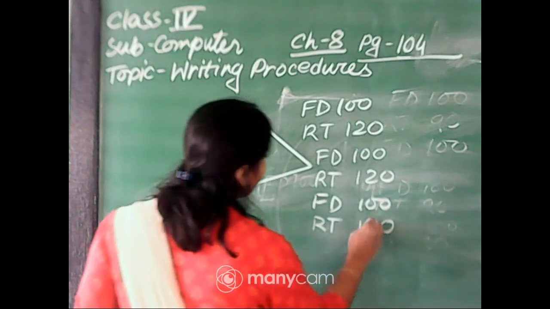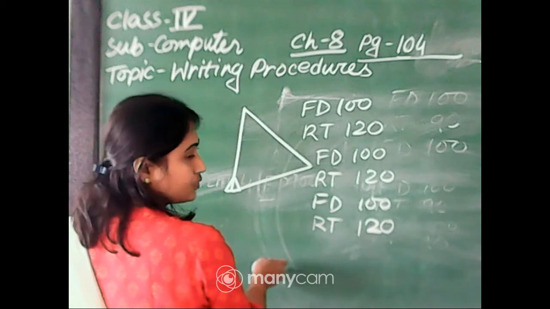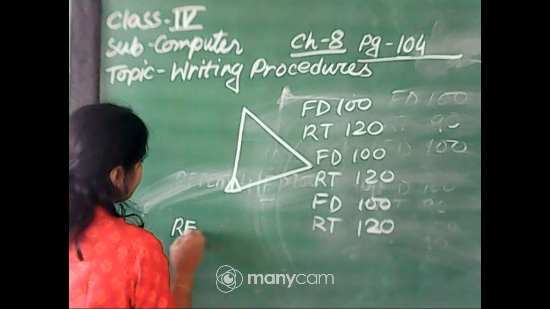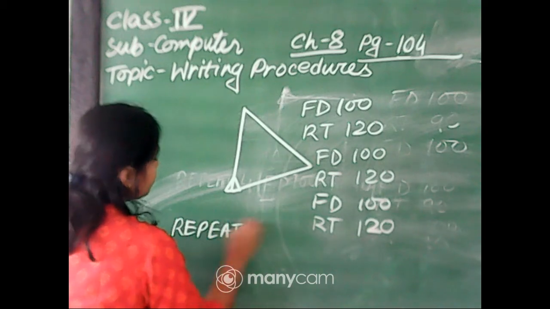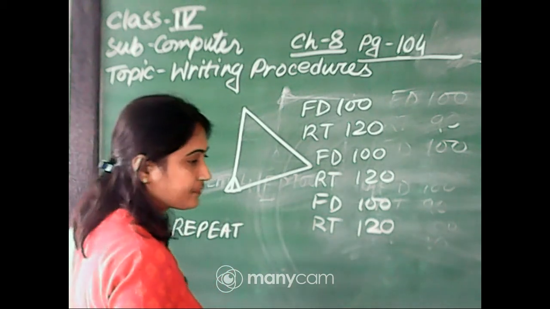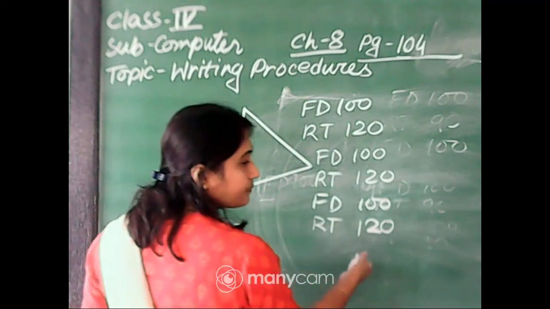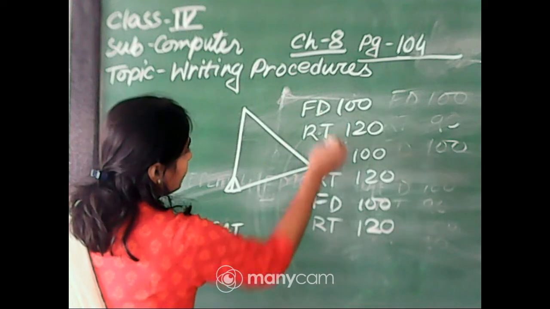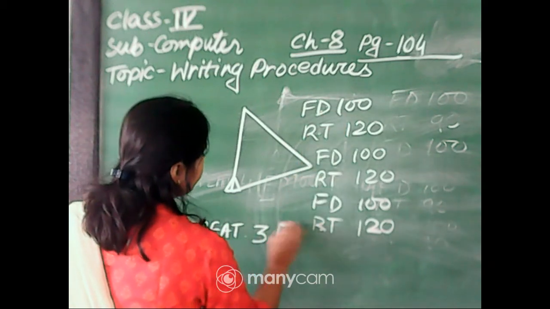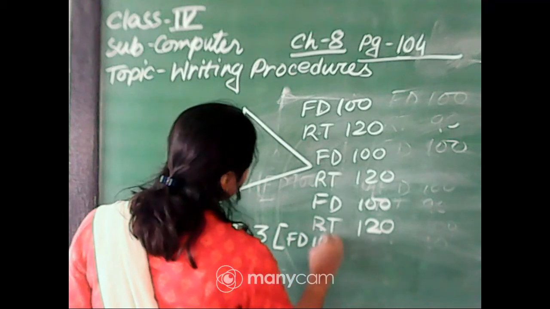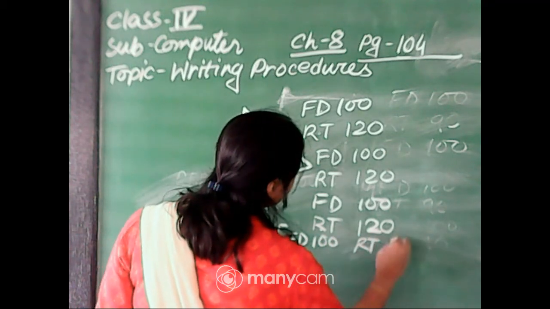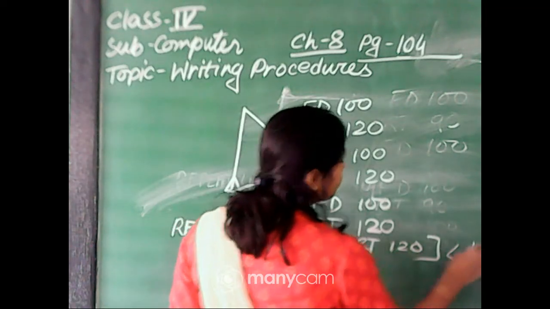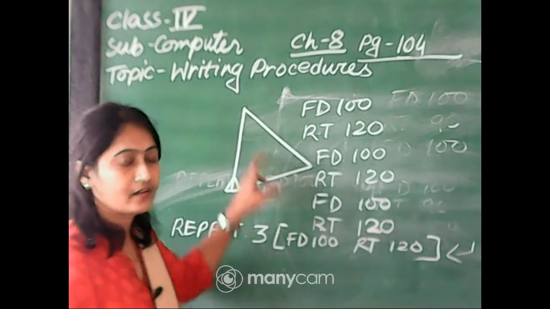Okay, RT 120. If you use the repeat command, you need only one command, so there's no need to repeat this command again and again. How many times to repeat? 1, 2, 3. Repeat 3, and in brackets FD 100 and RT 120, close the bracket, and press the Enter key.